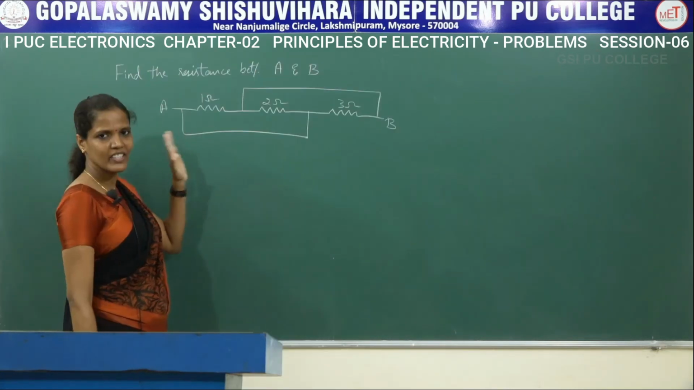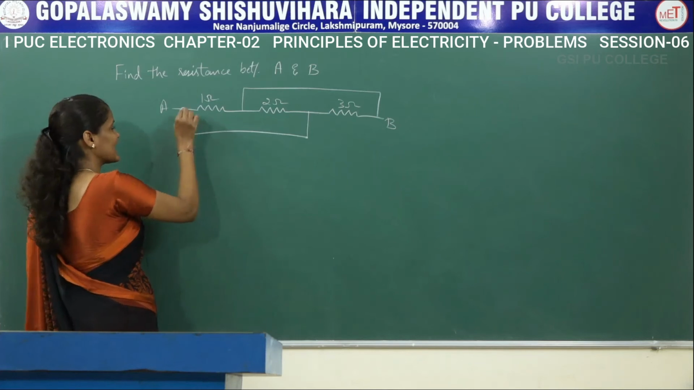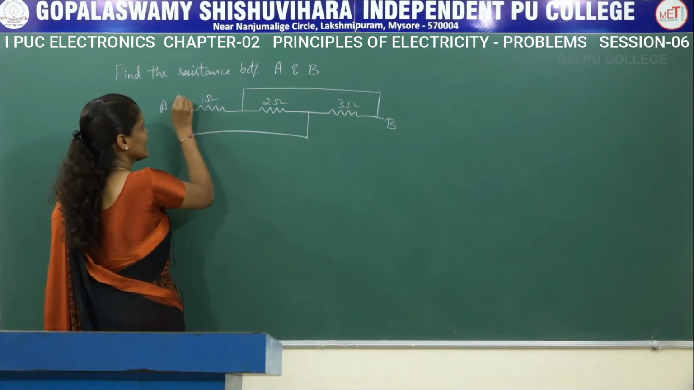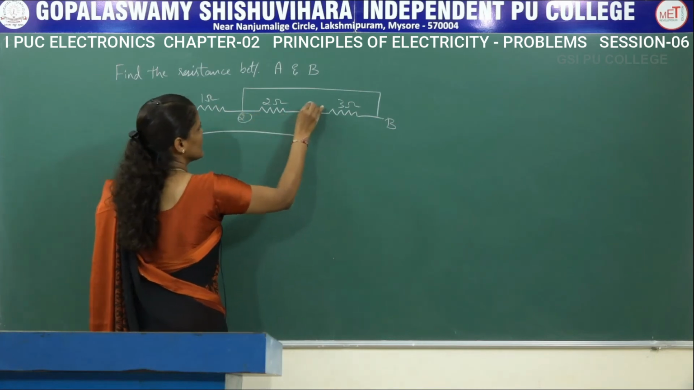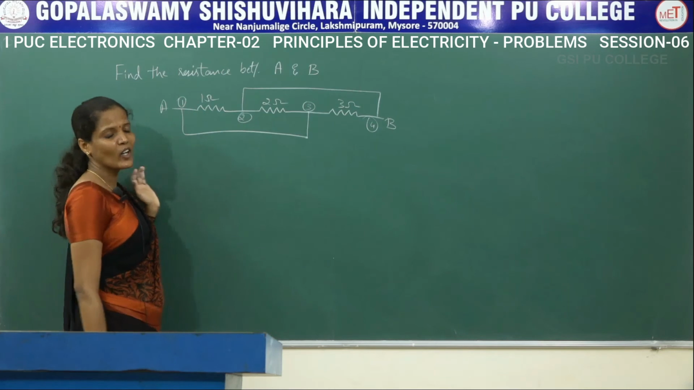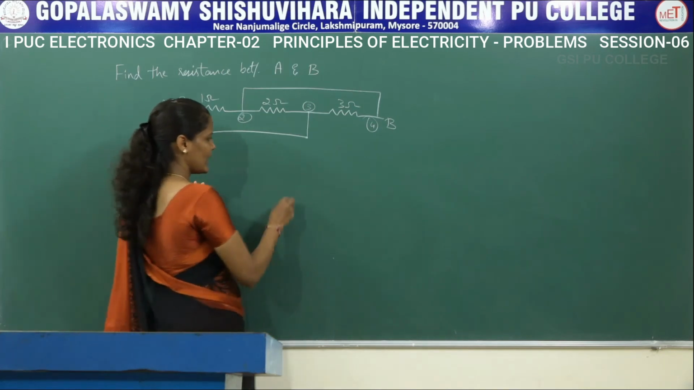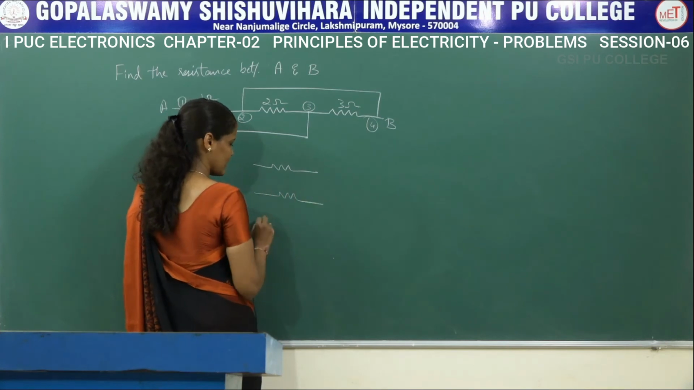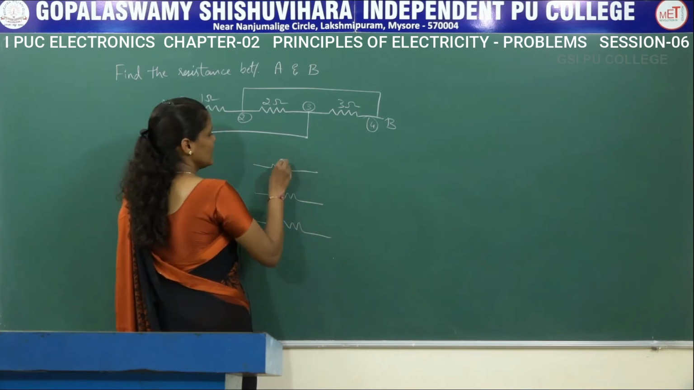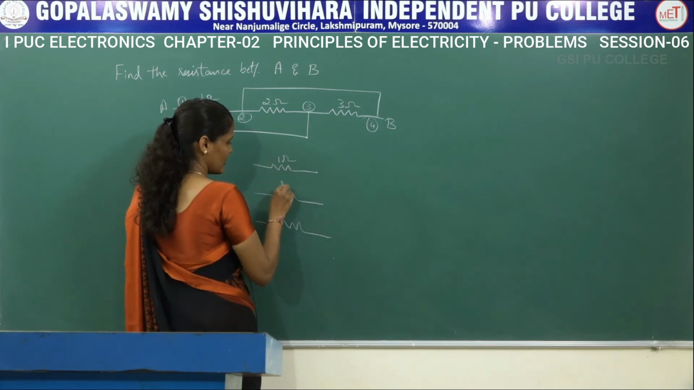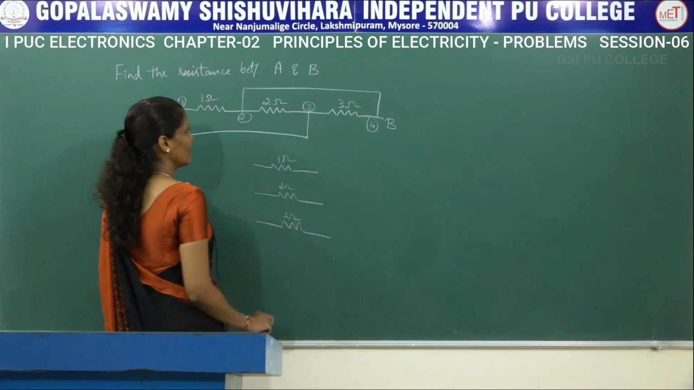So here we are having 3 resistors. Let us name these resistors. Let us name the points of these particular resistors as 1, 2, 3 and 4. When I try to redraw this particular diagram, I'll be having two terminals for each resistor. Let us mark them as 1 ohm, 2 ohm and 3 ohm.